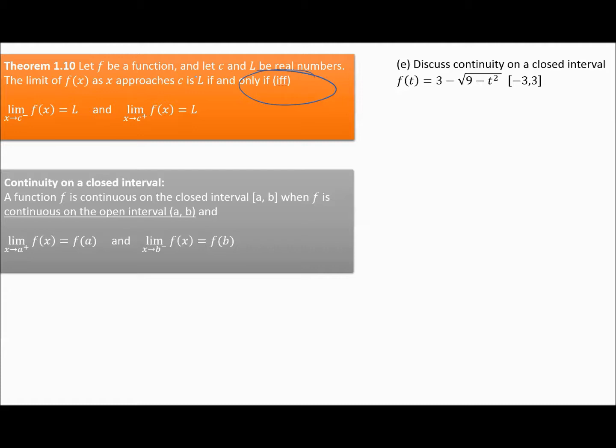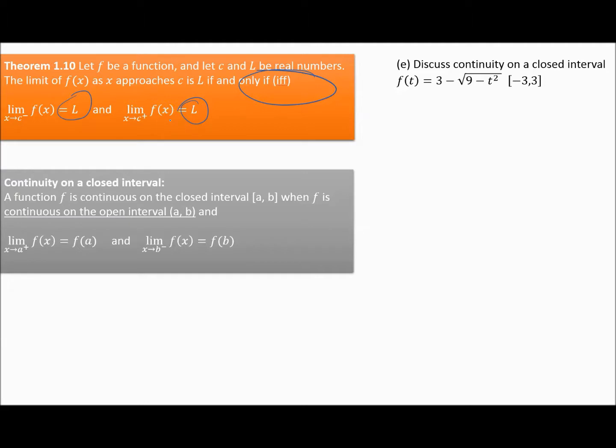So basically, if the limit as x goes to c from the left of f of x equals L, and the limit as x goes to c from the right of f of x equals L, if the left and the right give you the same values, then you can say the limit exists, and it's L. The if and only if means you could read it the other way. If the limit from the left and the limit from the right agree, that means the function has a limit.